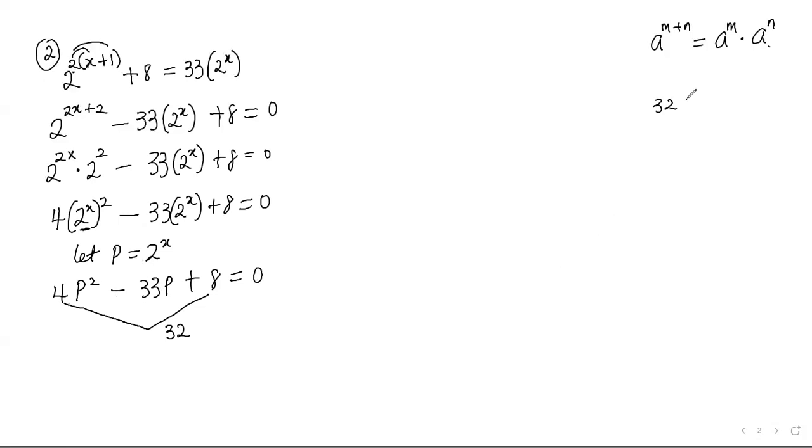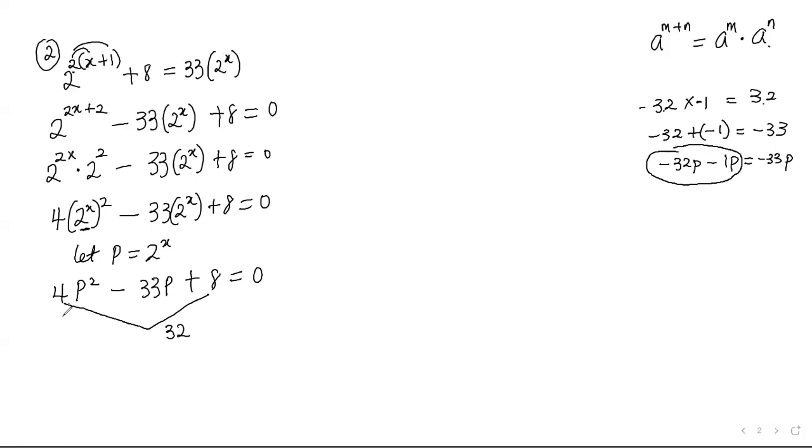32 times 1 will give me 32, right? And now if I decide to put a negative here and a negative here, minus 32 times minus 1 will still give me 32, and minus 32 plus minus 1 will give me minus 33. So the two numbers I'm looking for are minus 32p and minus 1p. Minus 1p is same as minus p, okay? And that will give me minus 33p. So this is what I'm going to use to replace minus 33p, all right?